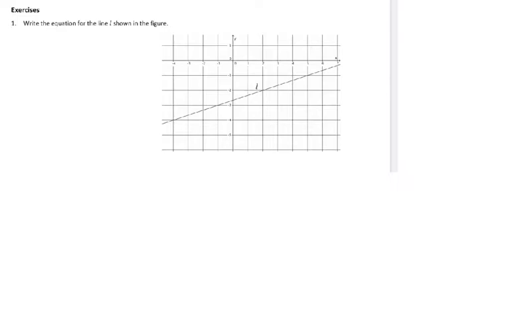It is asking us to write the equation for the line shown in this figure. I'm going to do that by using 2 points on my line to calculate my slope. Here's 1 point and here's another point. My first point is 2, negative 2. And my second point is 5, negative 1. And I'm going to write out whether these are x1, y1, or x2, y2. And I'm going to find the slope of this line.